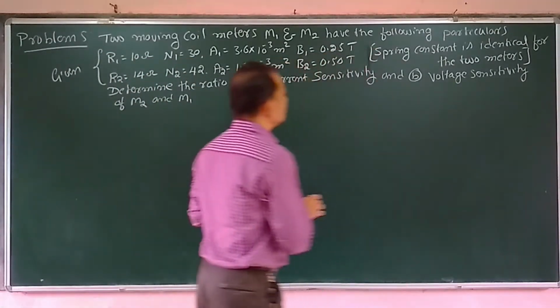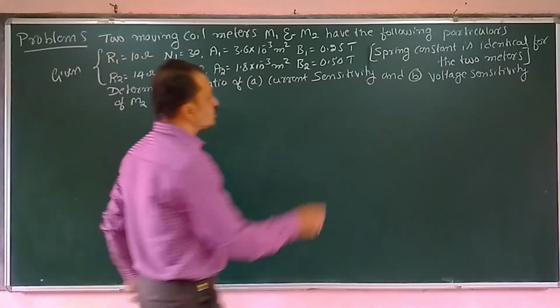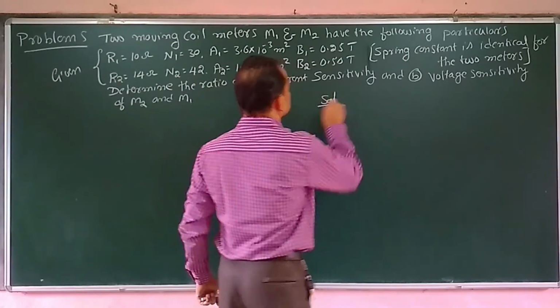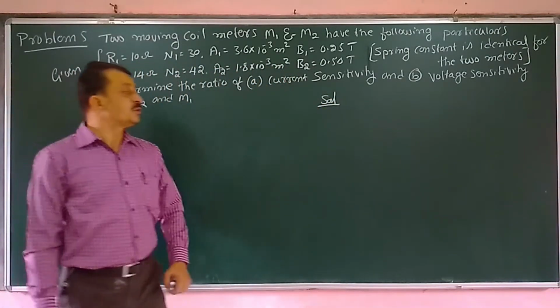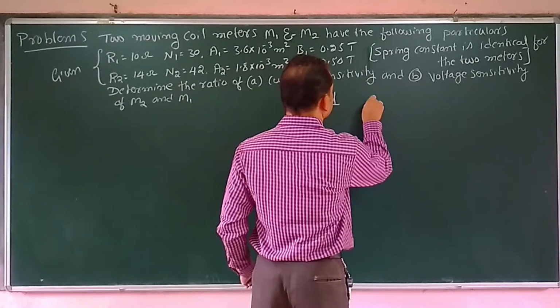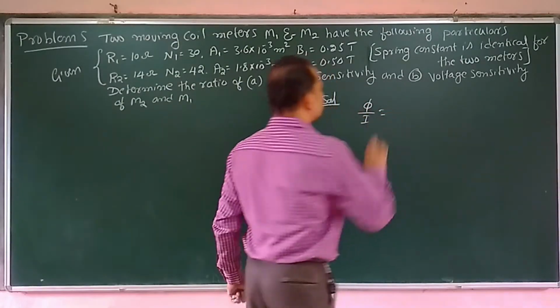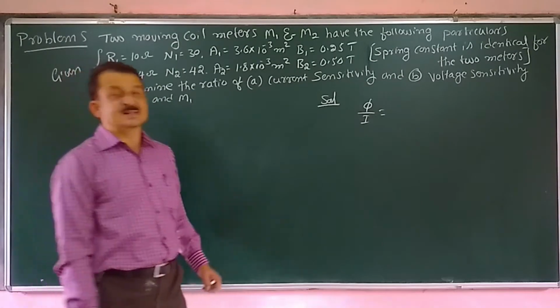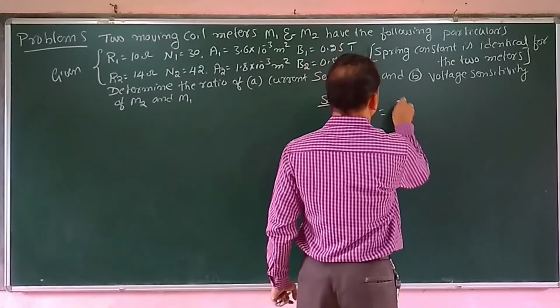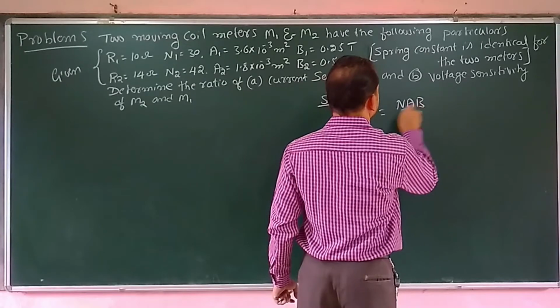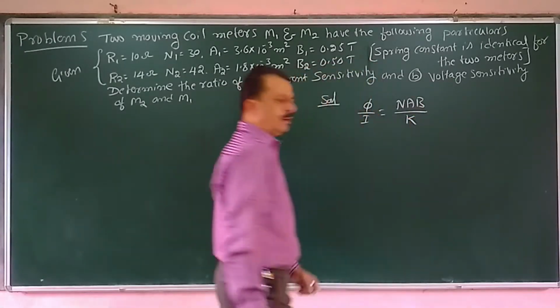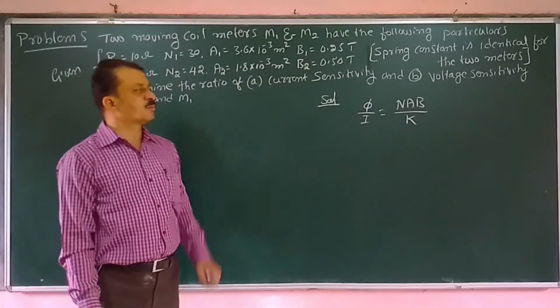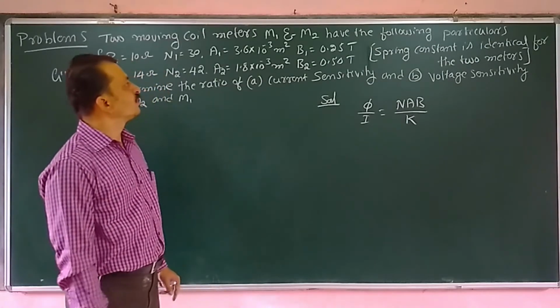Those are the given things. Okay. Now solution. Now current sensitivity is given by the relation phi by I. Phi is the deflection. Deflection per unit current is current sensitivity, equal to N A B divided by K. That is the general formula for current sensitivity.